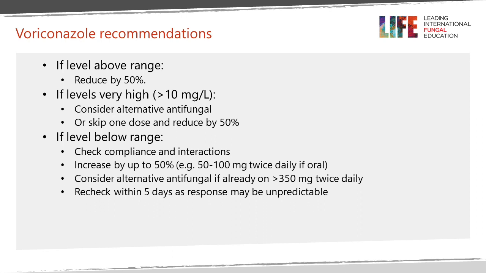If the levels are below range, again, you would check compliance and interactions, and you would increase by up to 50%. For example, if they're on the tablet formulation, you can increase by 50 to 100 milligrams daily, or twice daily. And again, if you're giving a very high dose, like for example 350 milligrams twice a day orally, you might again consider a different antifungal if the patient is not achieving therapeutic levels. And again, to emphasize, it's very important to recheck the levels quite promptly after you make a change in the dose.